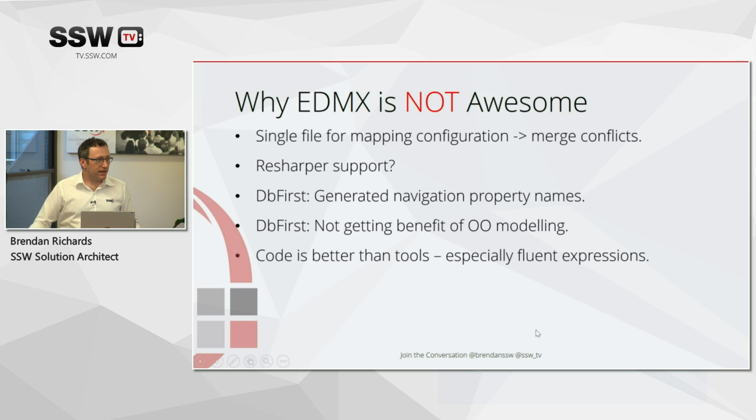So in my opinion, code is better than tools, especially fluent expressions. We've got LINQ now, so the configuration for Entity Framework 6 and for Entity Framework 7 is using a very nice Fluent API. By being Fluent, it's type compiled, it compile checks using expressions to identify the things you're mapping to.